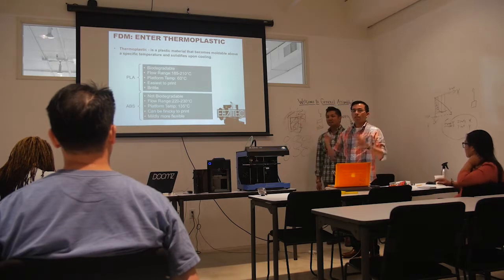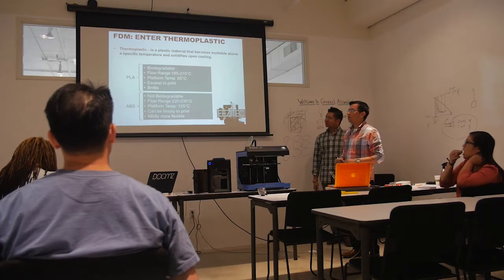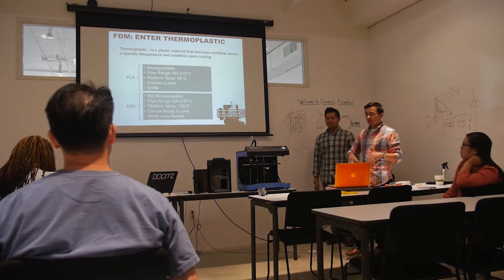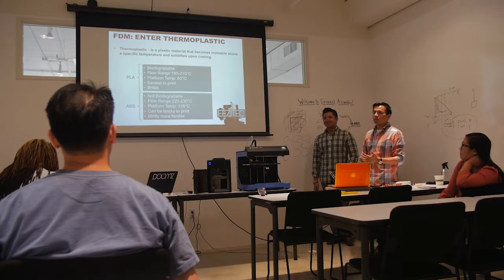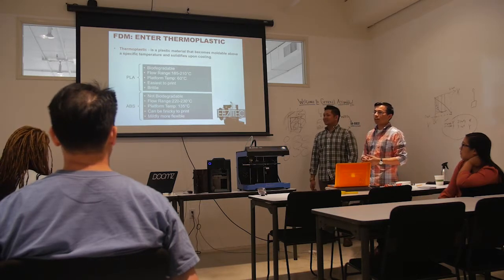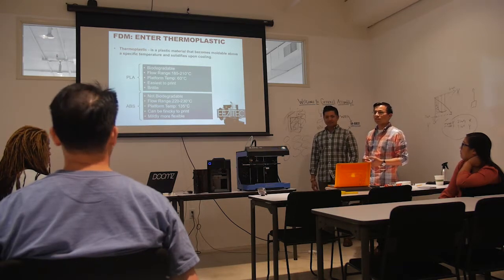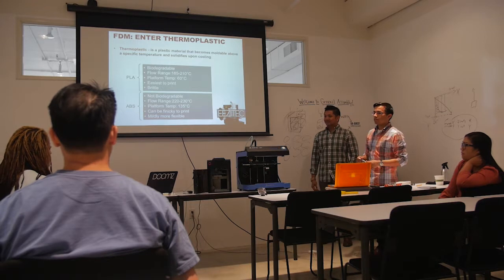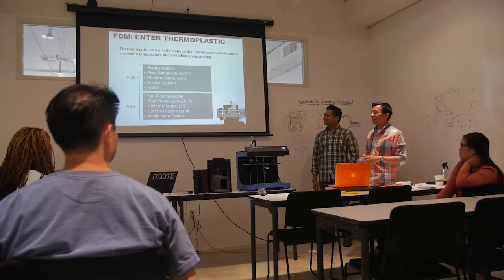Now, the major ones that are most popular are PLA and ABS. PLA, also known as polylactic acid, but it doesn't really matter, is a biodegradable plant-based plastic. If you give it enough time, it will degrade again. You can make compost out of it if you wanted to, right? Don't use it as a straw, because it'll degrade, and that's not what you want.